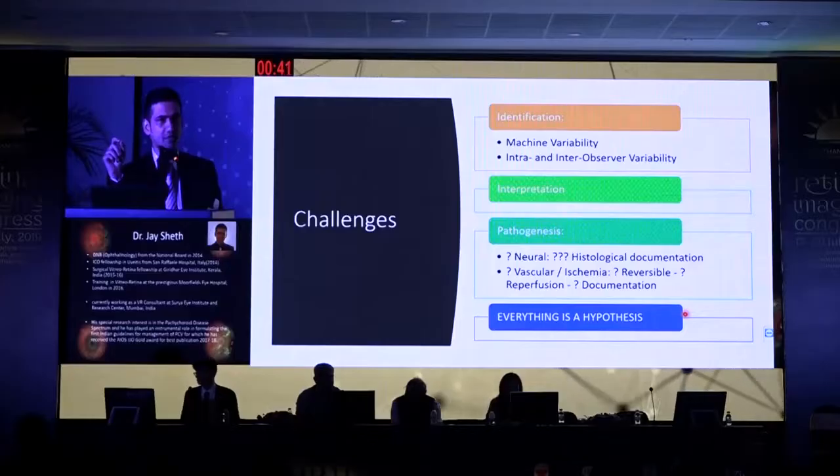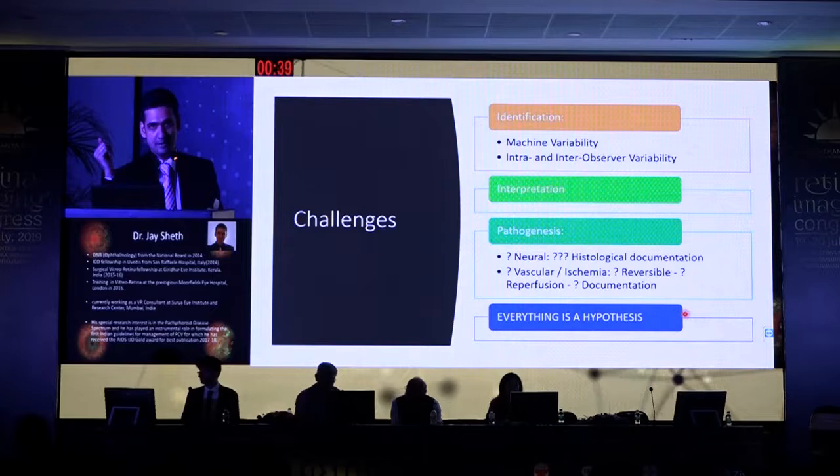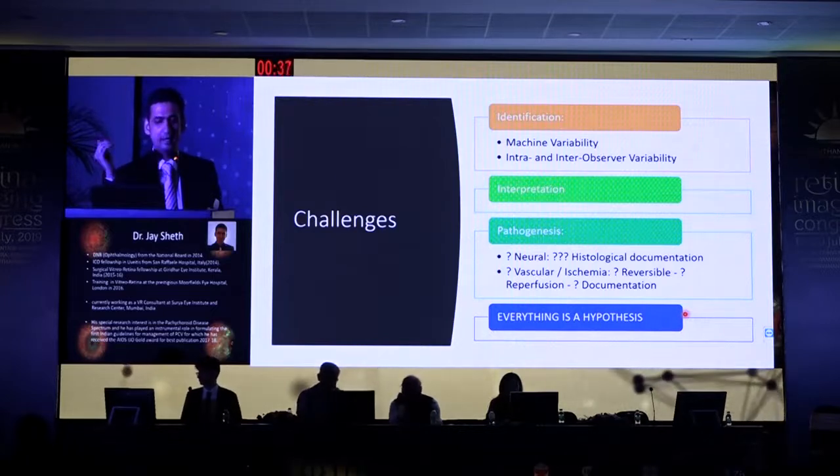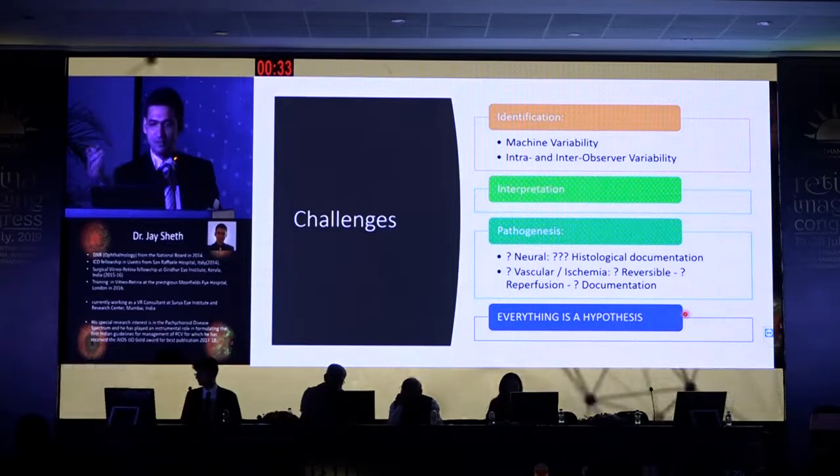And identification also depends on the machine. So with machines such as Spectralis, which has a high signal to noise ratio, it will be much easier for us to identify this OCT feature as compared to other imaging modalities. Also, there is very high intra- and inter-observer variability. The interpretation is also very different amongst different people.